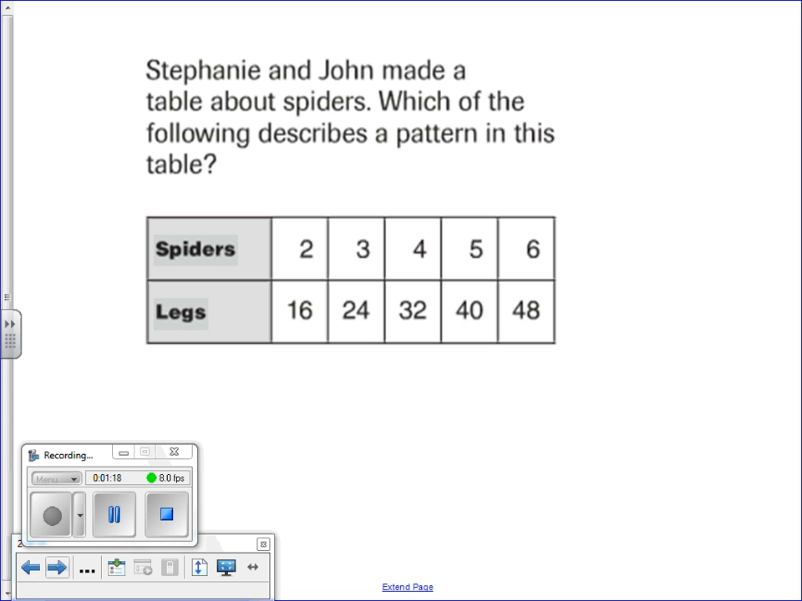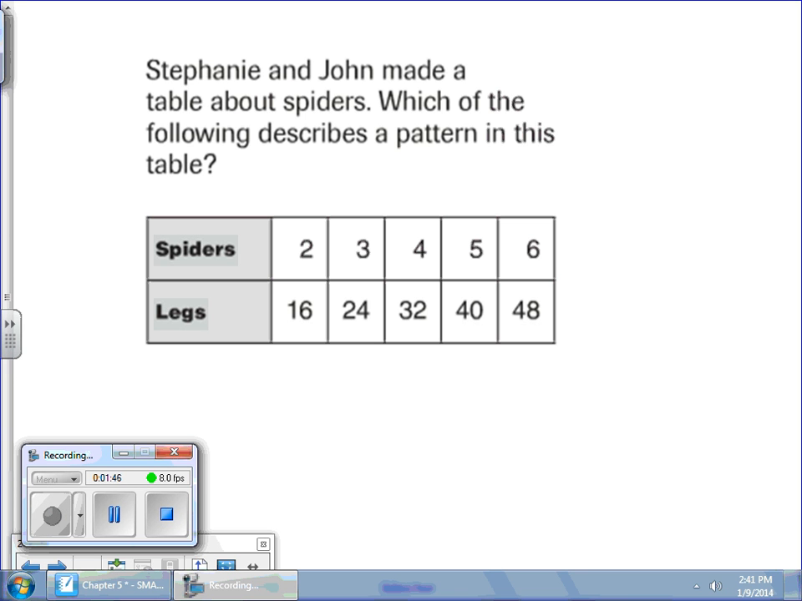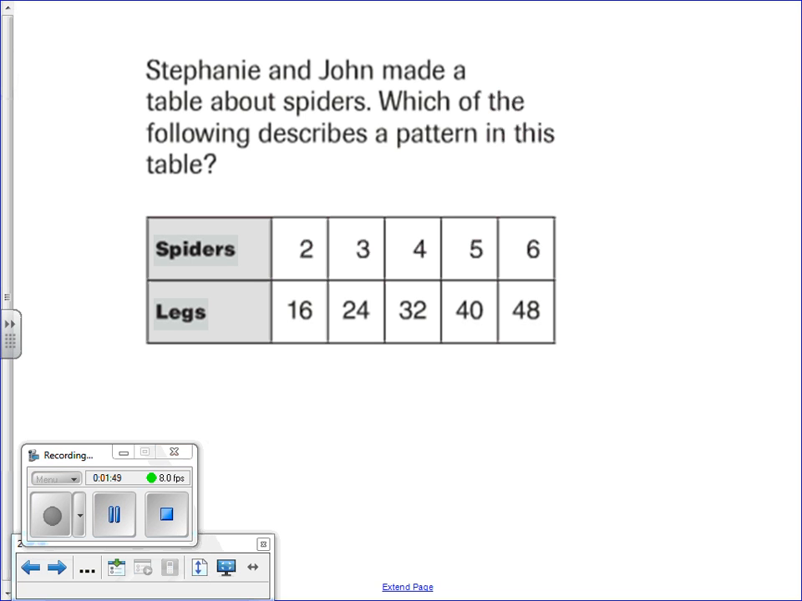Next question. Stephanie and John made a table about spiders. Which of the following describes a pattern in this table? Now, this was a multiple choice question, but I did not include the choices. So let's not waste time copying down the table because that takes up a lot of time. See if you can find a pattern that is true for each section of the table. So you're looking for some way to get from the top row to the bottom row. And then that way should be the same for each section.